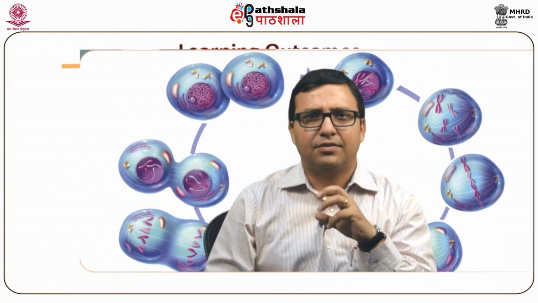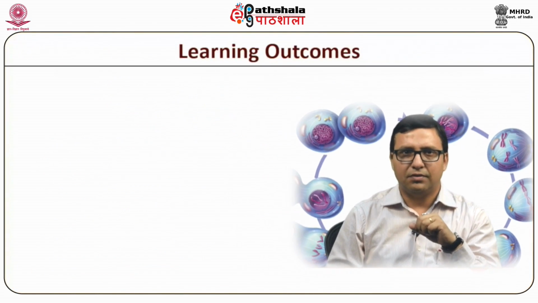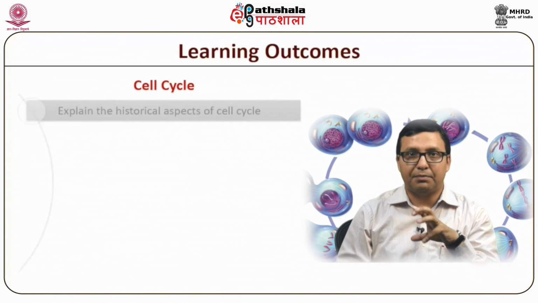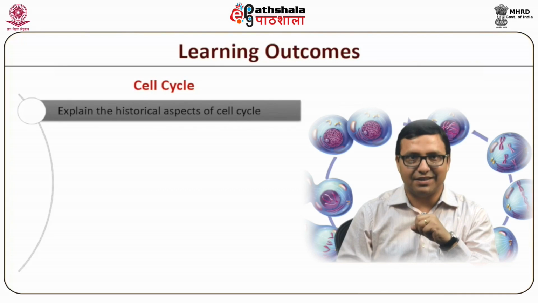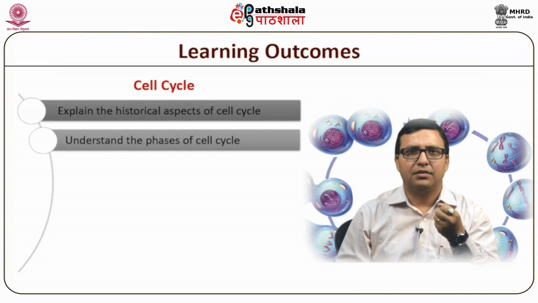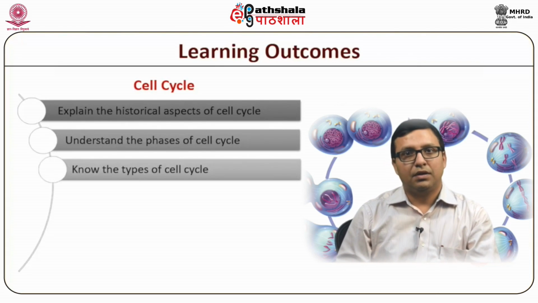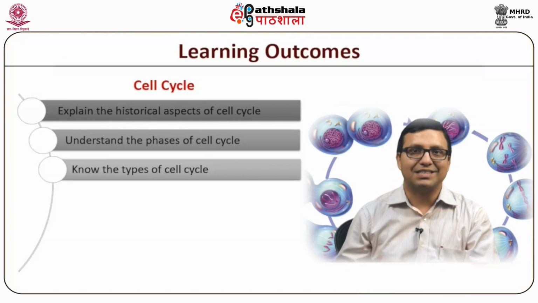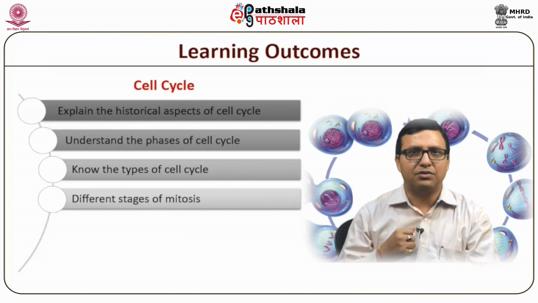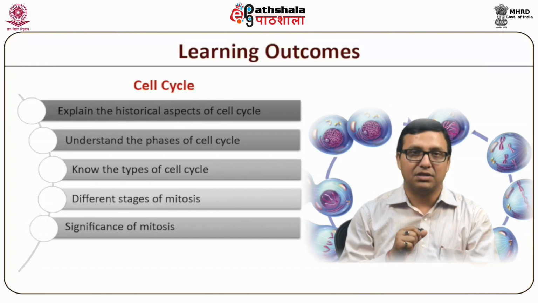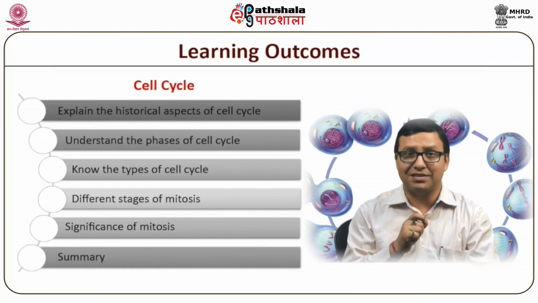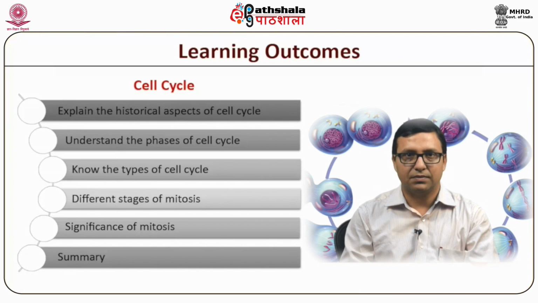Now, let us see what we are going to learn from this module. I will explain to you first about the historical aspect of the cell cycle. Then, we will try to understand the phases of cell cycle. Further, we will come to know about the types of cell cycles. Also, we are going to discuss the different stages of mitosis in this module. We will cover the significance of mitosis, and at the end of this module I will summarize the whole cell cycle, especially part 1, that is mitosis.